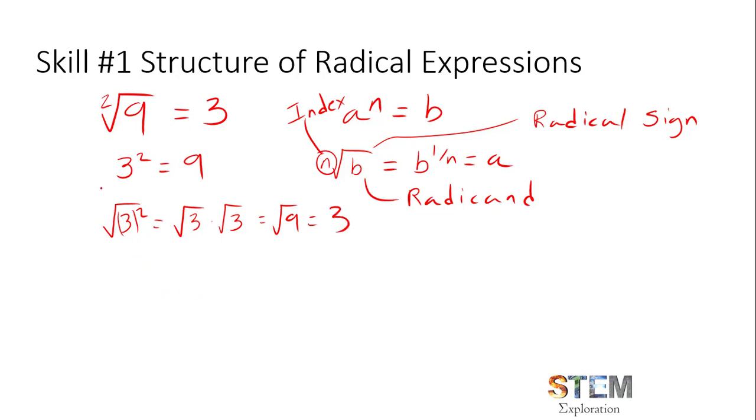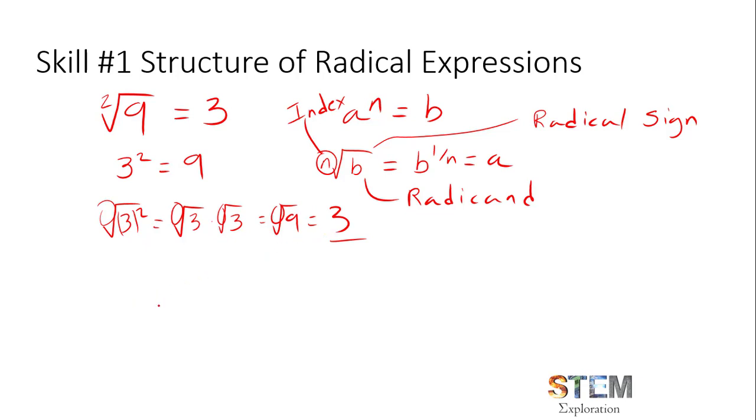And if there is no index identified, we always assume that it is equal to 2. And because of this idea that you have to square these values, we always know that the value has to be positive, which is why negative square roots are not possible.